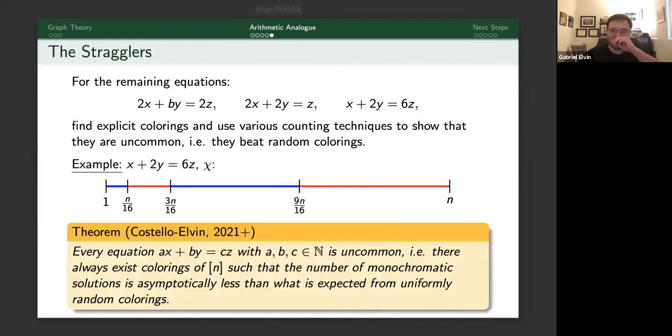And so that gives us our theorem. I'll just repeat it here: every three-term equation is uncommon. So no matter what the coefficients are, you can always color the integers 1 up to n so that there are fewer monochromatic solutions than what you would expect from a random coloring.